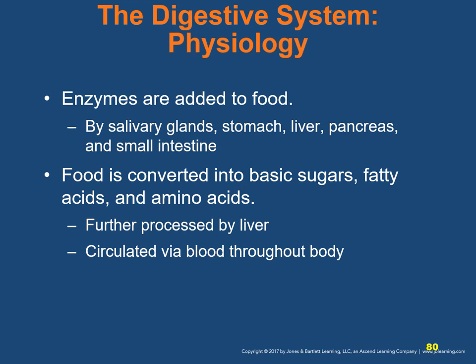Let's discuss the physiology of the digestive system. Digestion is a complicated chemical process. Enzymes are added to food by the salivary glands, stomach, liver, pancreas, and small intestine, and then food is converted into basic sugars, fatty acids, and amino acids. These basic products of digestion are carried across the wall of the intestine to the liver and processed further and stored or transported to the heart. It's circulated via blood throughout the body.